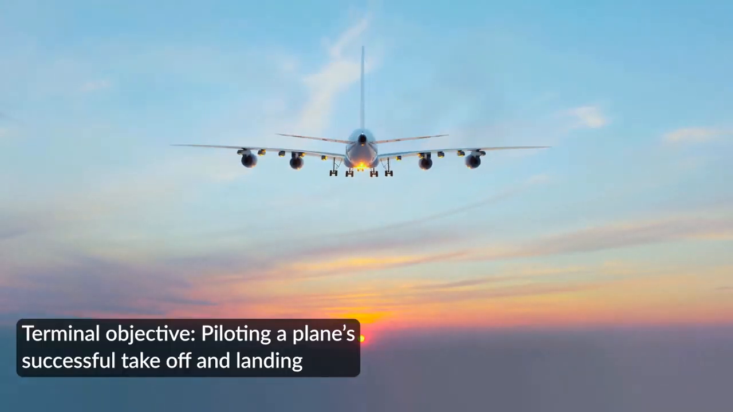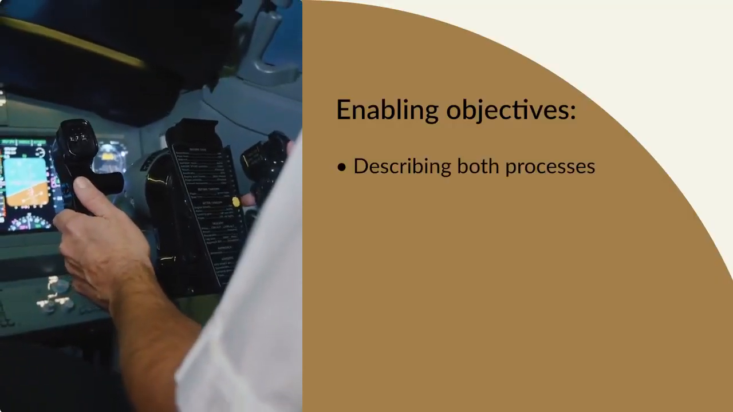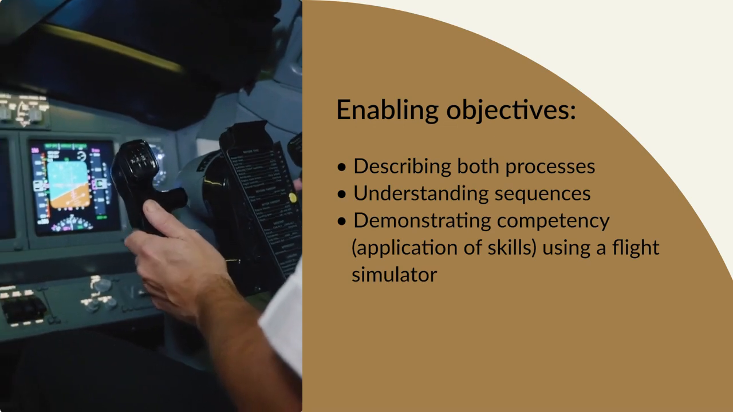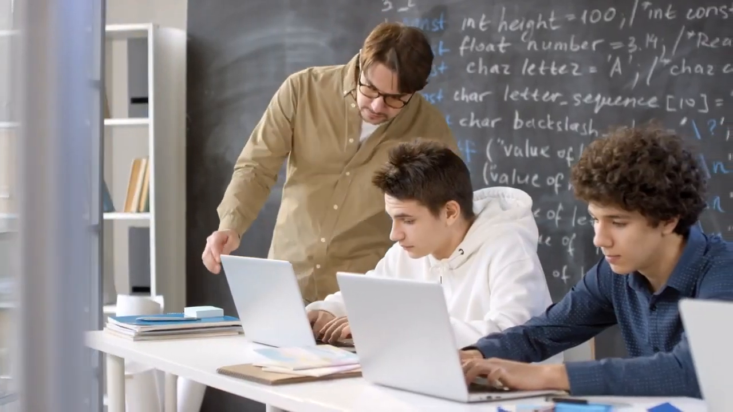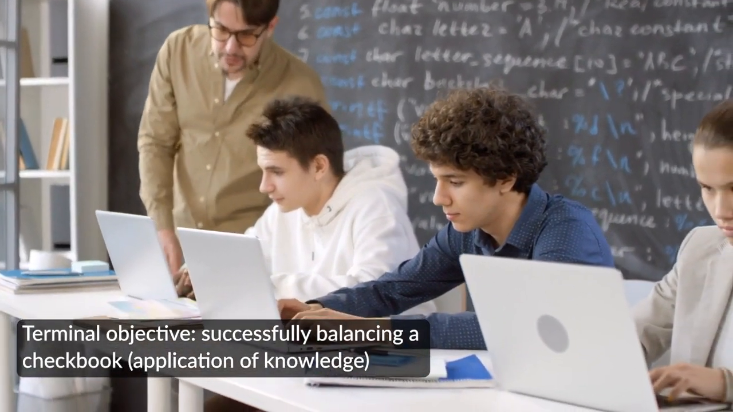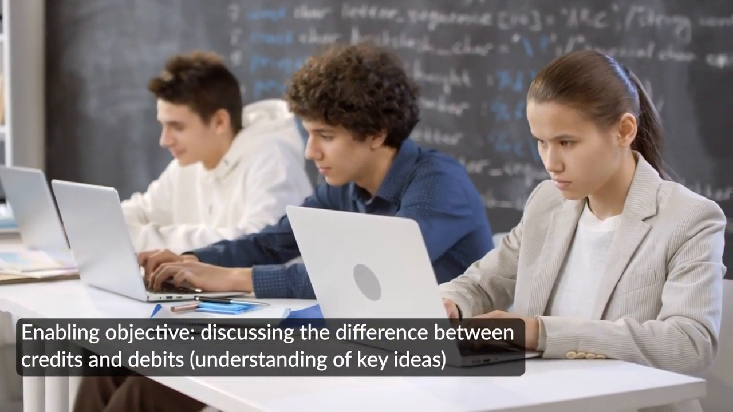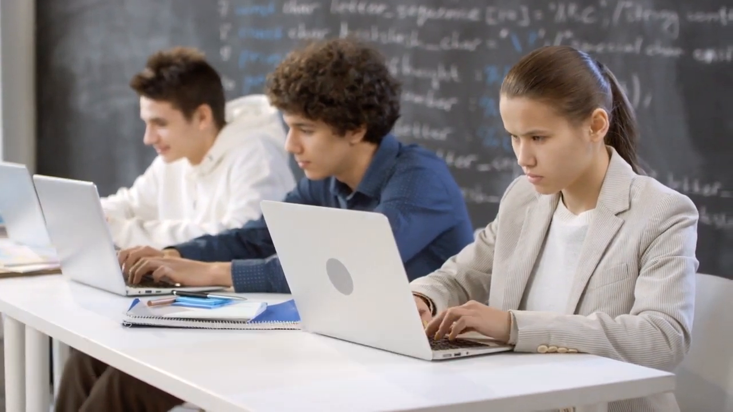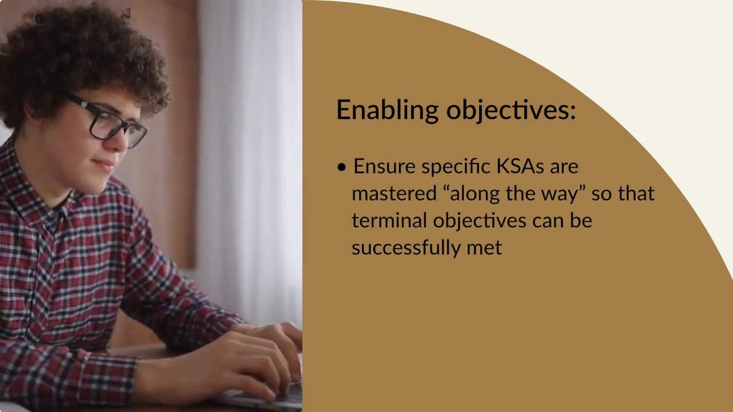Consider a few examples. For instance, if the terminal objective involves piloting a plane's successful takeoff and landing, enabling objectives might include a subset of tasks that also require mastery, such as describing both processes, understanding sequences, or demonstrating competency, application of skills using a flight simulator. Next, consider a course in financial literacy for high school students. If the terminal objective requires successfully balancing a checkbook, application of knowledge, then an enabling objective might include discussing the difference between credits and debits, or understanding key ideas. Enabling objectives ensure that specific KSAs are mastered along the way, so the terminal objectives can be successfully met.